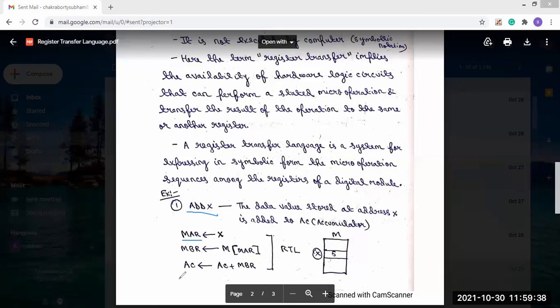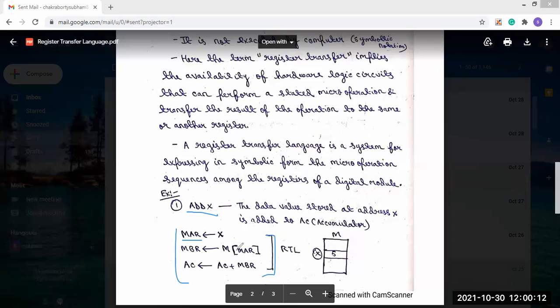So this is the command, and in the backside, these operations are performed. First the address will be collected and stored into the memory address register, then the data stored at that particular address will go to the memory buffer register. We collect that, and after that we perform the addition operation with the accumulator and store the result into the accumulator. So this is the representation in RTL language.